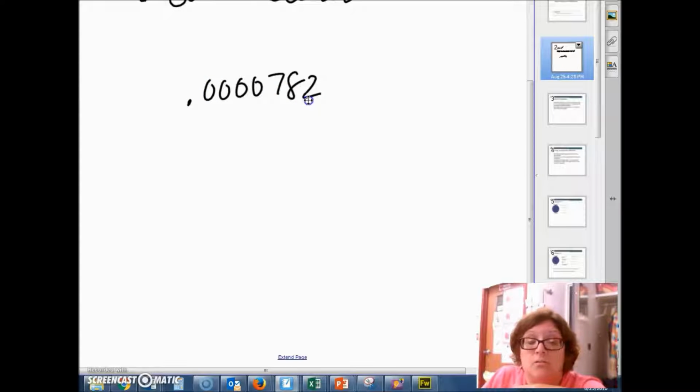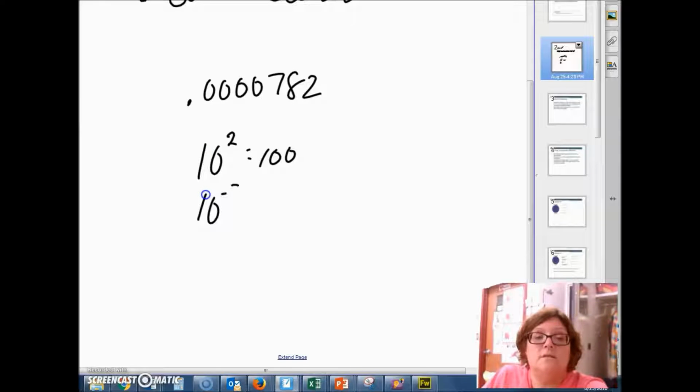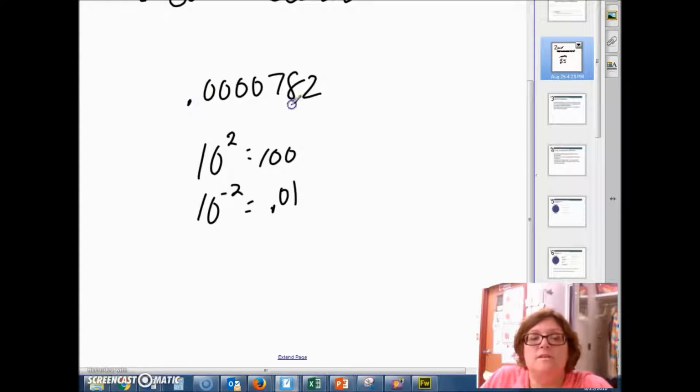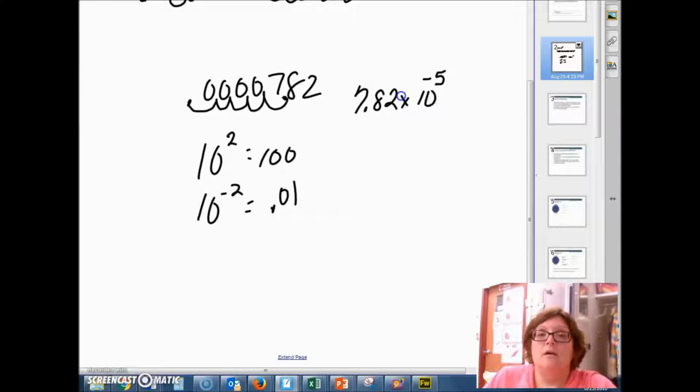Okay, this is less than 1. So if 10 to the second is equal to 100, 10 to the negative second is going to be equal to 1/100th. Yeah, 1/100th. No, that's 1/1,000th, so I didn't write it right. Okay? So this number is the same as saying, if we move our decimal over, 1, 2, 3, 4, 5. We moved it 5 to the right. 7.82. Since we moved it 5 to the right, we're going to write minus 5. If we move them to the left, it's positive. So 7.82 times 10 to the negative 5th.